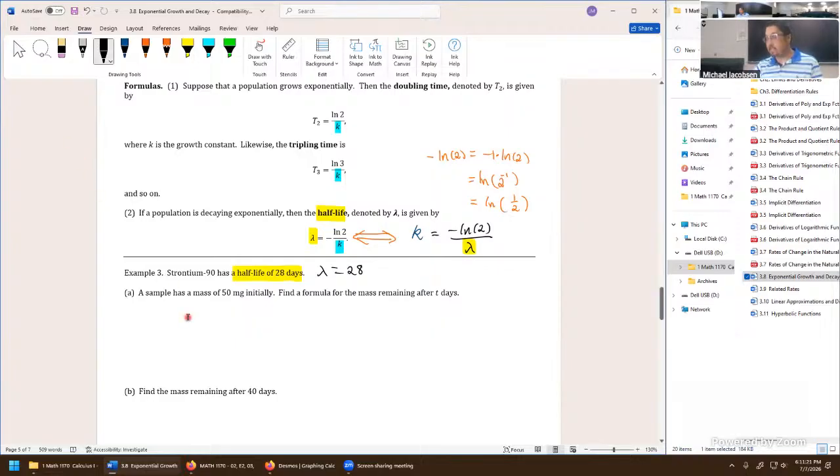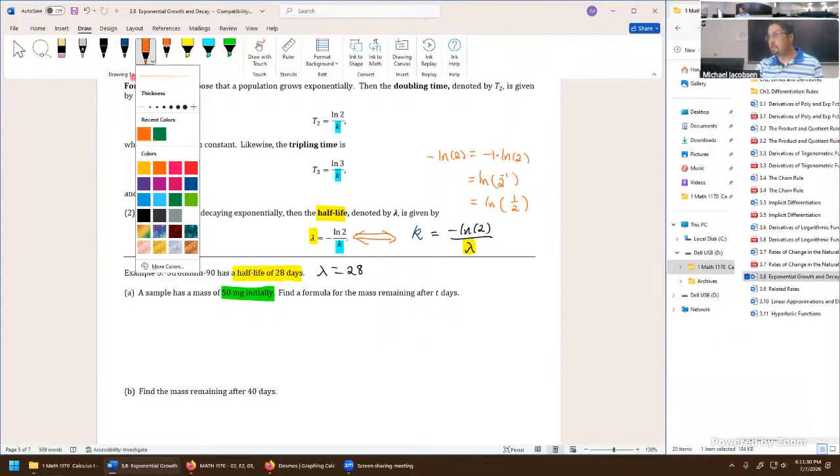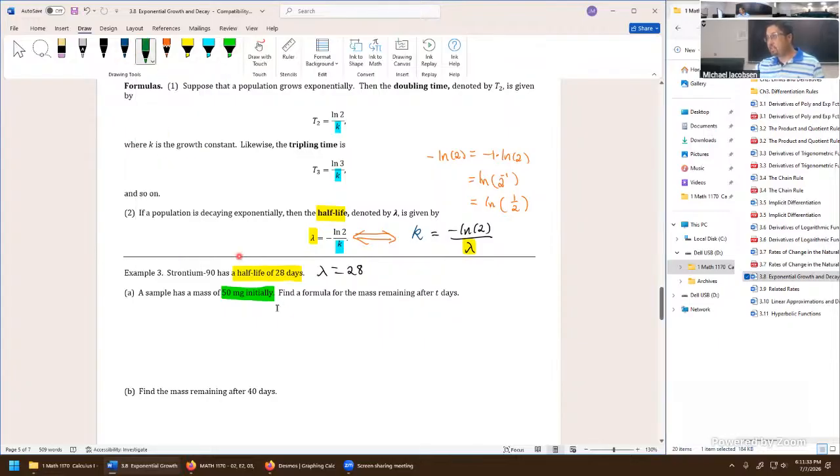Part A now begins by saying a sample of strontium-90 has a mass of 50 milligrams initially. Well, that's an initial value. It's a quantity at time 0. Because we're talking about mass, I'll use M instead of P, which is for populations. So mass at time 0, the 0th day, is 50 milligrams.